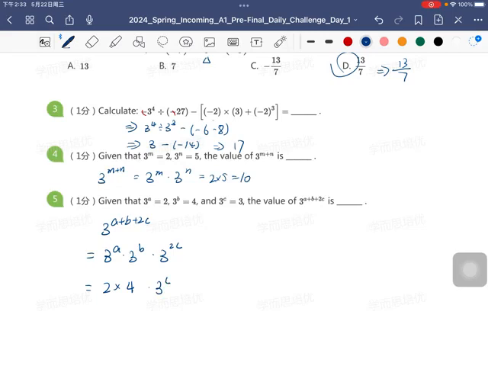3 to the power of c times 2, okay, times 2, so it's the same as 3 to the power of c, to the power of 2, okay, which is 2 times 4 times 3 to the power of 2, and that's going to be 2 times 4 times 9, and it's going to be 72 here, okay?